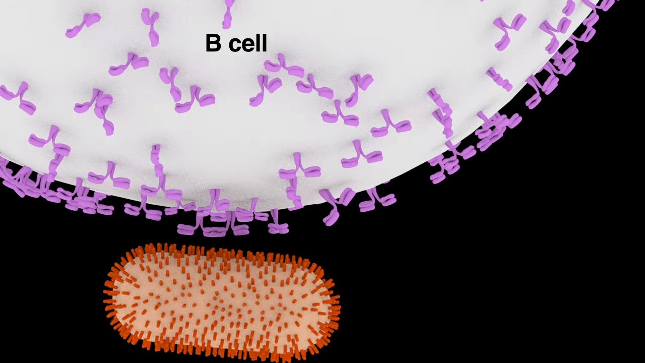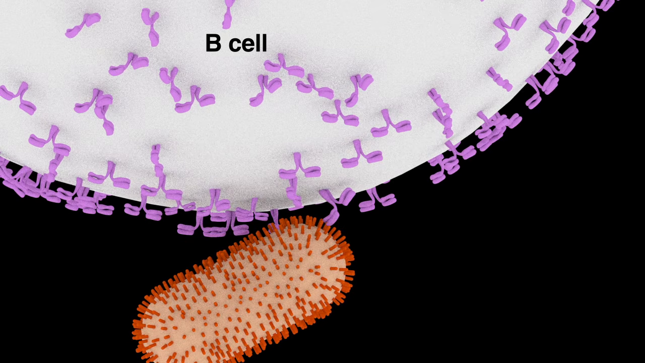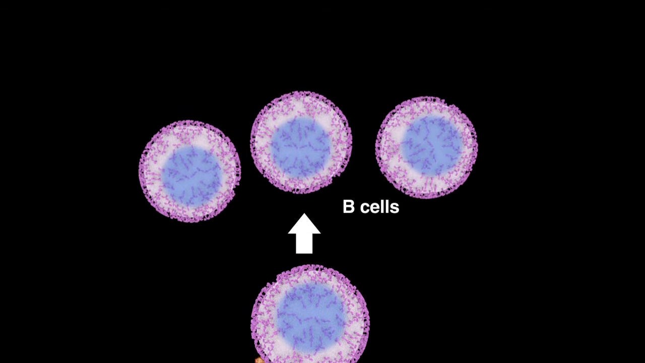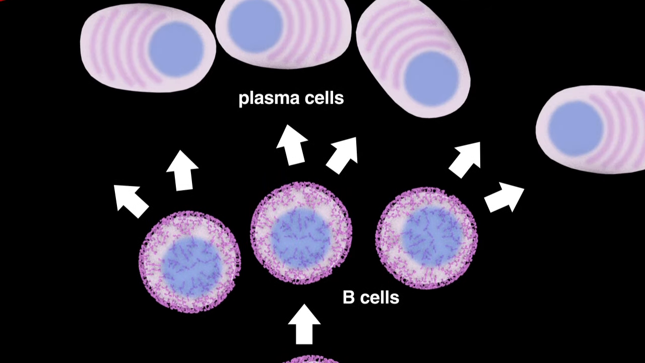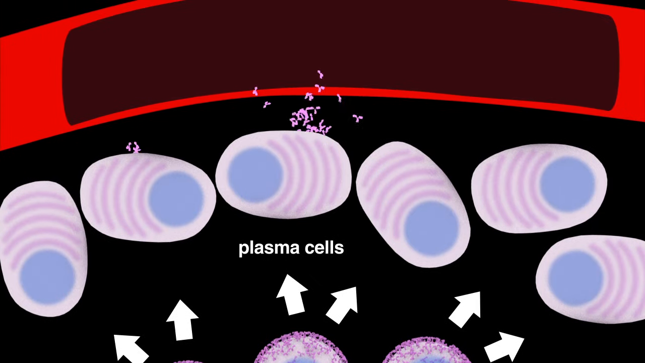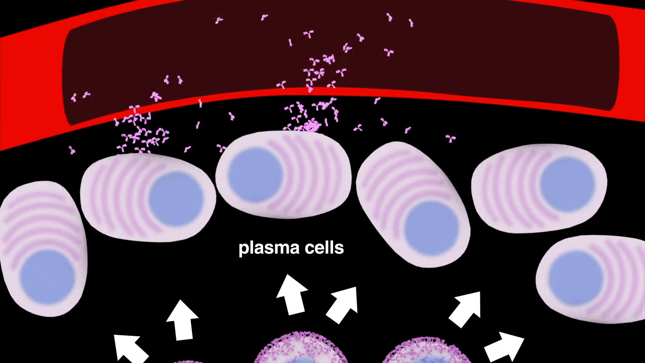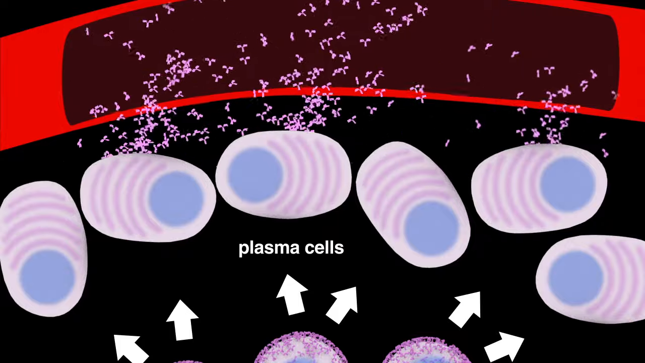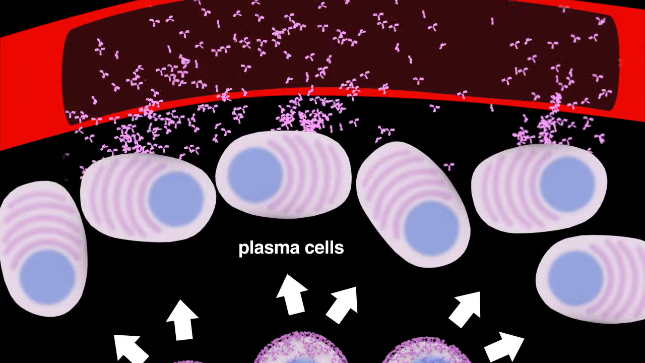Recognition of the antigen by an antibody leads to B cell activation, which results in its differentiation and clonal expansion. Differentiated B cells, or plasma cells, in turn produce and secrete large amounts of their respective antibody, which is released into the bloodstream to aid in the finding and targeting of additional pathogens of the same type.